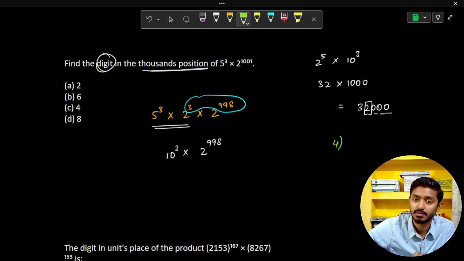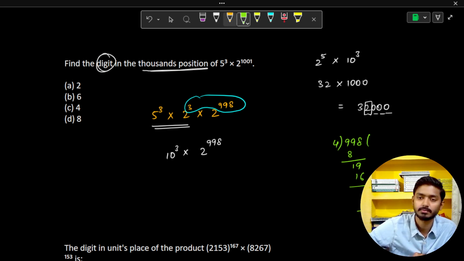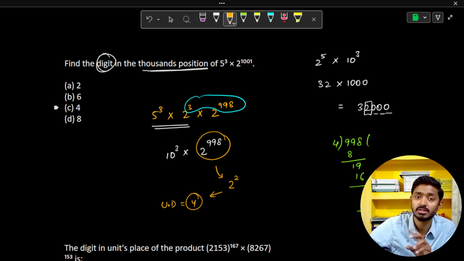Let us divide 998 by 4. We'll get 8, 19, 16, 38, 36, right? We'll be left with 2. So we'll say this can be written as 2 to the power 2, and the unit digit for this one would be 4, and that as well would be our thousandth position digit, which is option C.